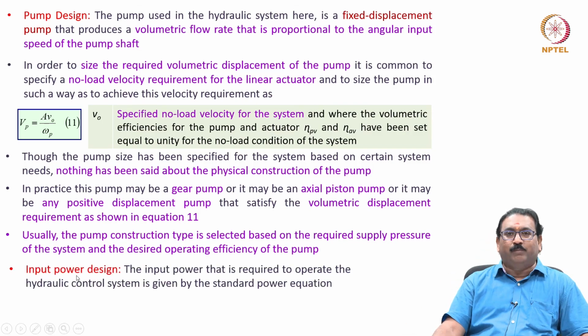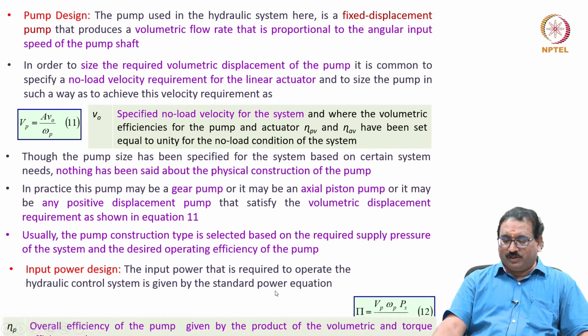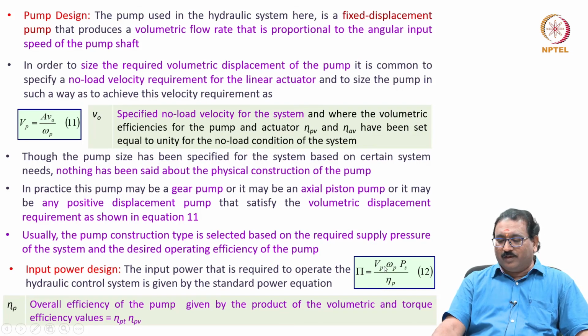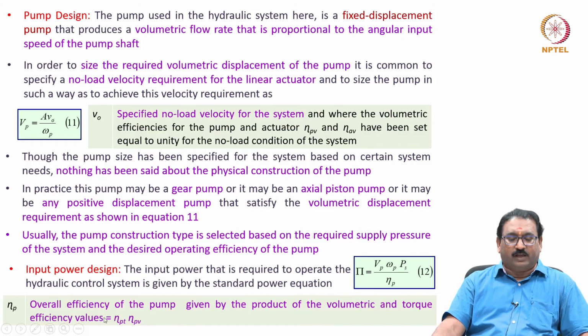Then we will move on to the input power design. The input power that is required to operate the hydraulic control system is given by the standard power equation, Pi equal to Vp omega p into Ps divided by nu P, where nu P is the overall efficiency of the pump, which is given by the product of the volumetric efficiency and the torque efficiency. Here I am representing nu Pt into nu Pv.